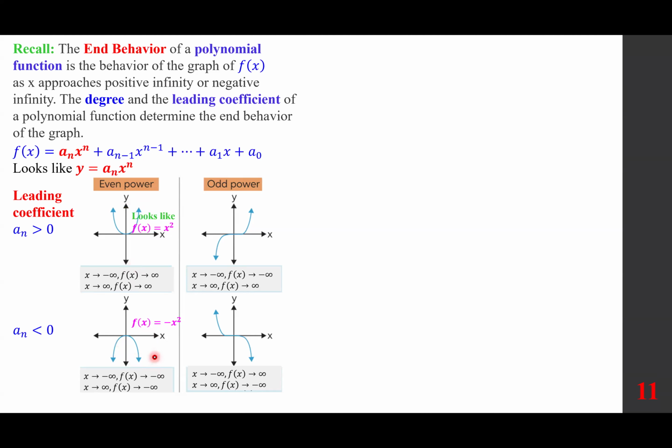If you're dealing with an odd power, and if a sub n is positive, it looks like y equals x cubed, or f of x equals x cubed. If it's negative, it looks like minus x cubed, which means in this case, as x goes to negative infinity, so does y. Remember, f of x is y. As x goes to infinity, so does y. If x goes to negative infinity, in this case y goes to positive infinity. If x goes to infinity, y goes to negative infinity. That is the end behavior.